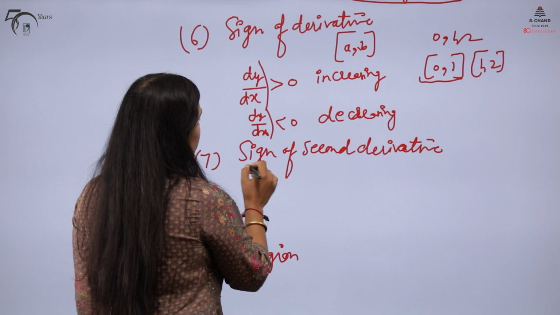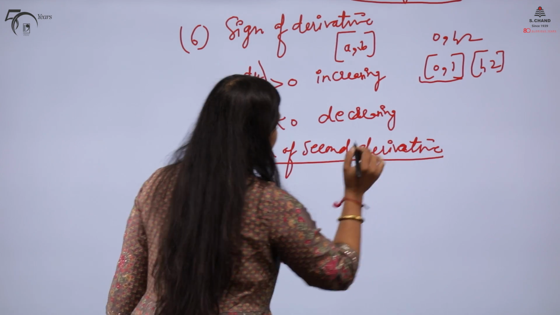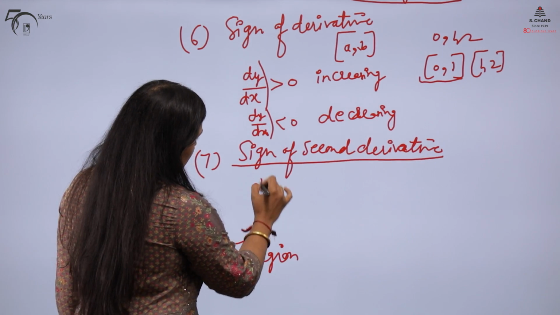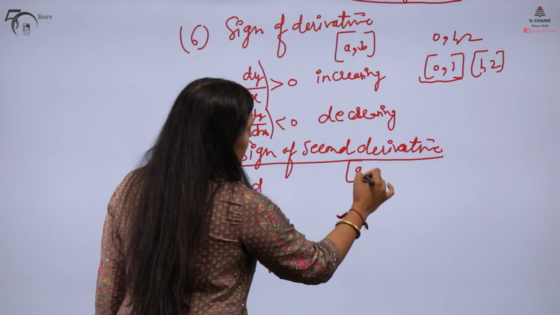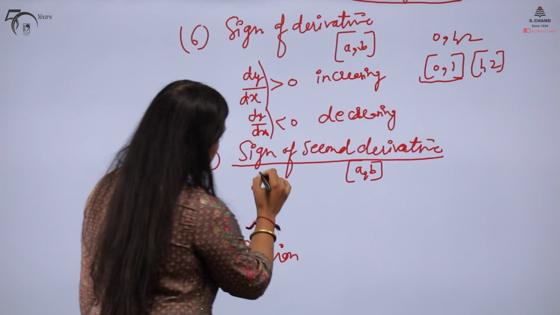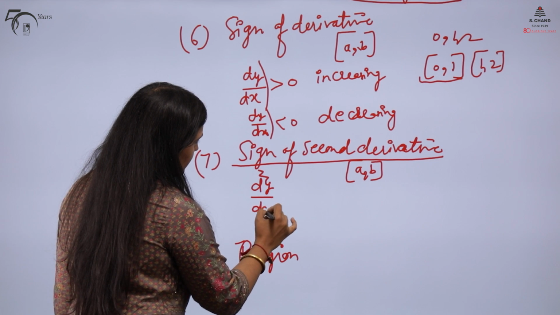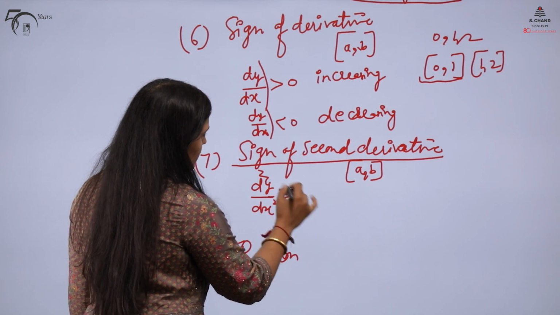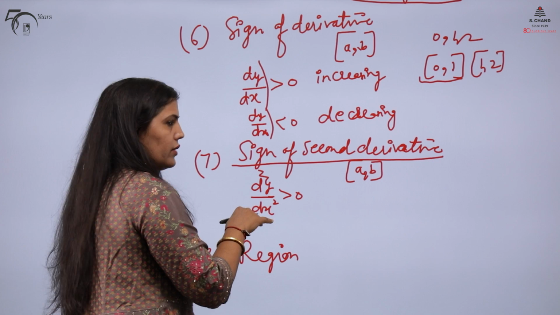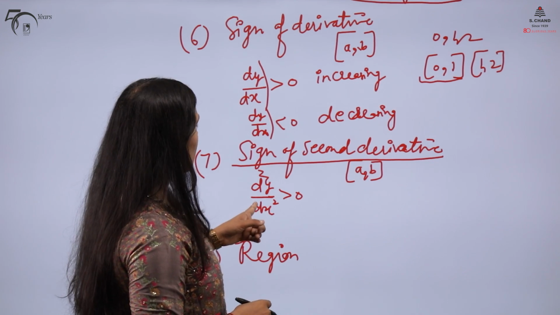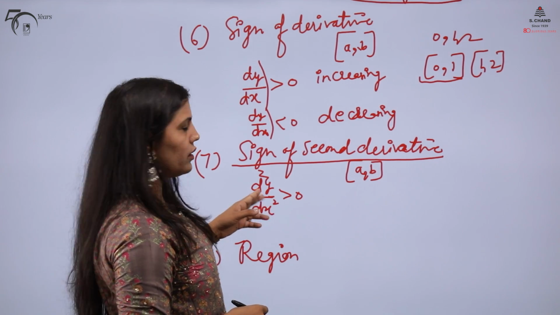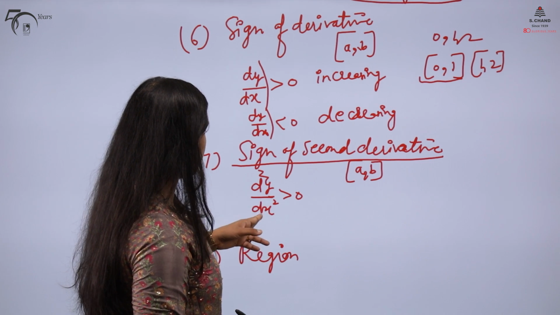Now, the sign of the second derivative, how will it help to draw the curve? The same, any interval you can consider. I am taking it again as AB. So the second derivative, you know how to find the derivative. Differentiation we also did in our second lecture. So please, if you are not good at derivatives, refer to that second lecture.